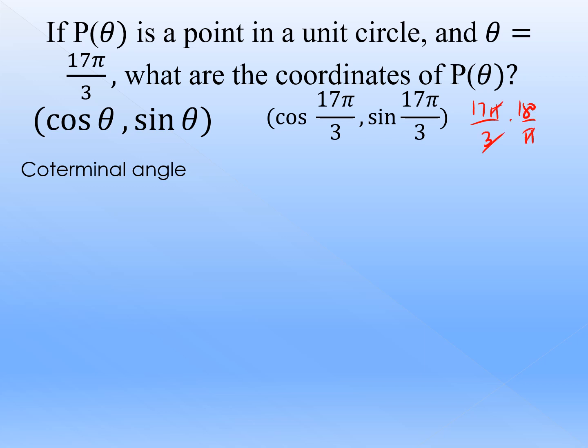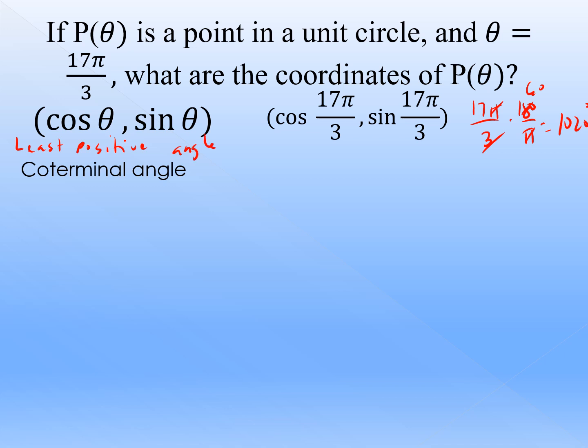Cancel pi. 180 and 3 can be cancelled and it will be 60. 60 times 17 is equal to 1020 degrees. So therefore, we're just looking for the coterminal angle, or least positive angle, coterminal with 1020 degrees. So we're dealing with least positive angle.